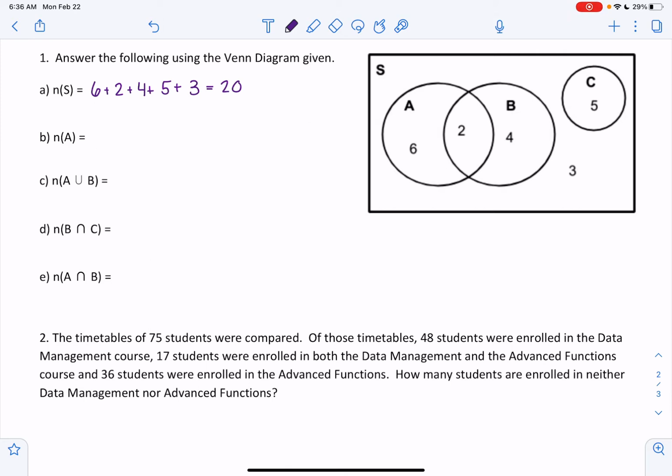Next is the number of elements in A. So we have 6 elements that are just in A, but the elements that are shared between A and B still count as being elements within the set A. They just are also in B. But when we're looking at the number of elements in set A, we must include those shared ones as well. So 6 plus 2 equals 8. And again, I got those just from here, the 6 from this part of the circle, and then the 2 from this part of the circle over here.